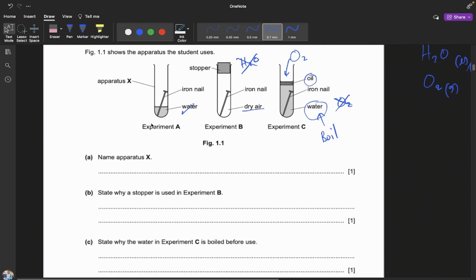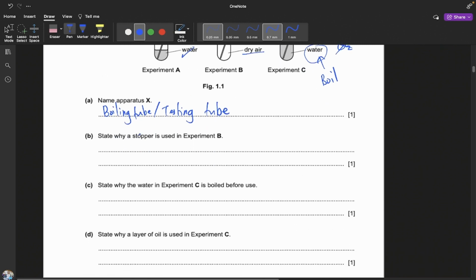Okay. Name the apparatus X. So we can name it as boiling tube or test tube. The difference between boiling tube and test tube is the size, and boiling tube is suitable for high temperature. The reason for selecting boiling tube, especially, is that it is much wider than the test tube, so it's easy to put the nail in and take it out. You can write test tube as well. They will be awarding marks.